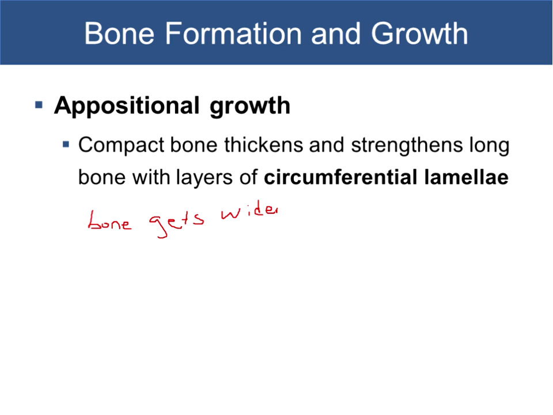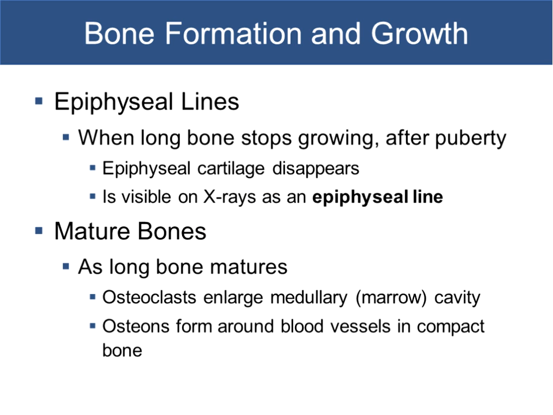So appositional growth is where the bone gets wider. It's not just getting longer. In ossification we're primarily looking at the bone getting longer, but keep in mind that the bone is also going to get wider. So that compact bone is going to thicken and strengthen with age, going from an infant to an adult. So that bone is getting wider. That's what appositional growth is.